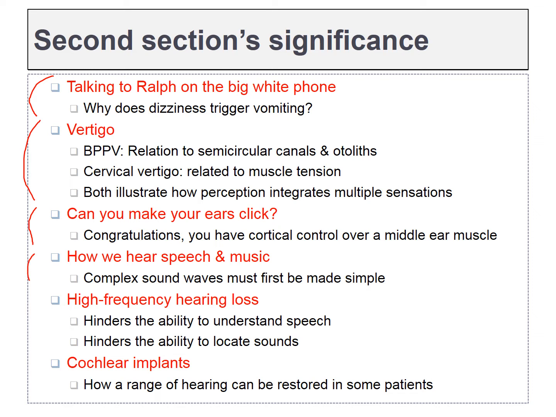We'll talk about how we understand speech and music. To do that, we'll actually have to go into a little bit of physics. We'll talk about high-frequency hearing loss and why that's so important to our ability to understand speech, but also our ability to locate where sounds are coming from. And lastly, we'll talk about cochlear implants, which I think are a cool example of bionics, using machines to enhance human abilities.